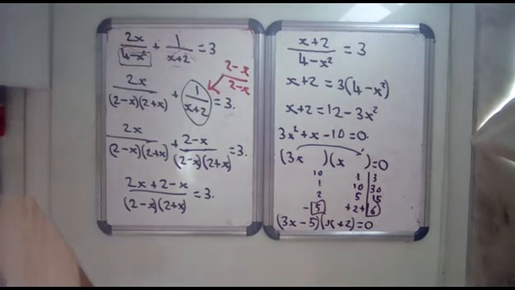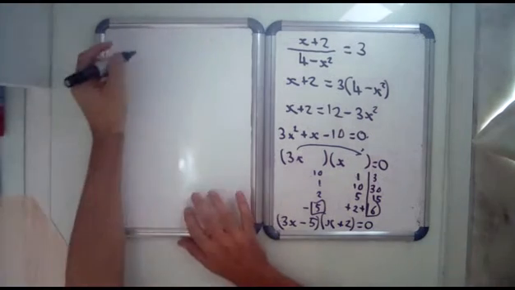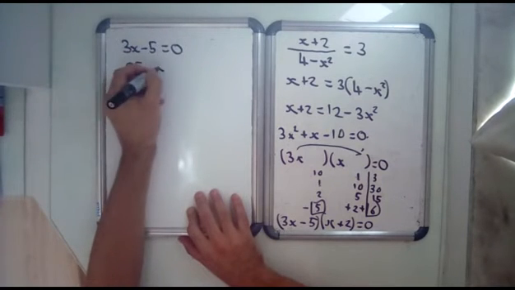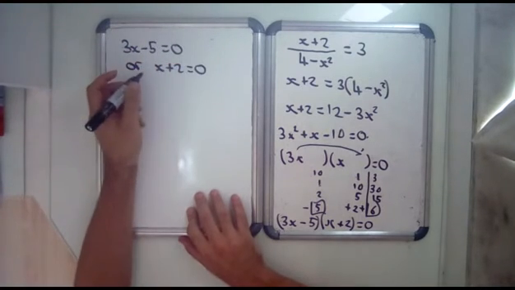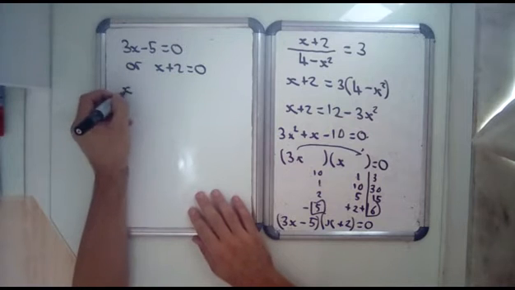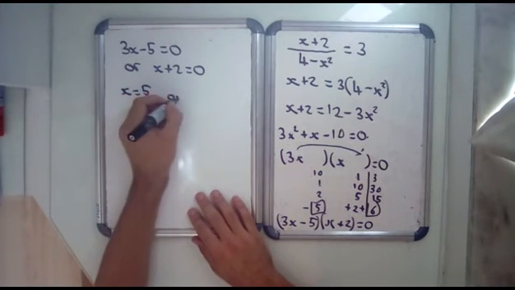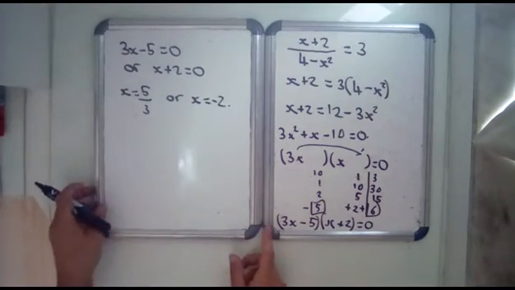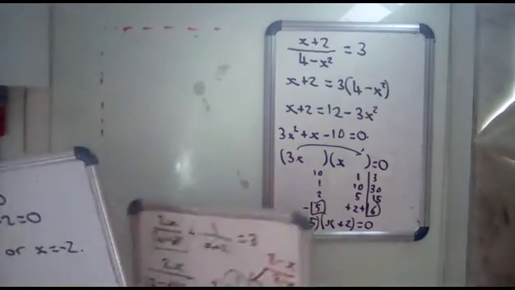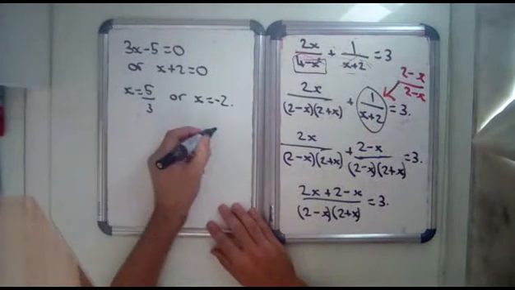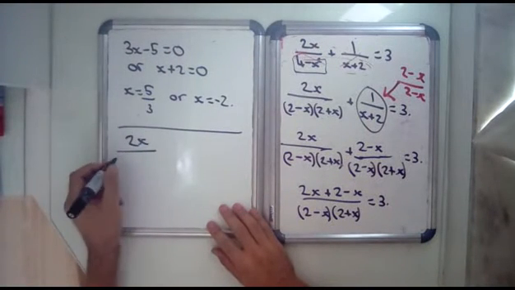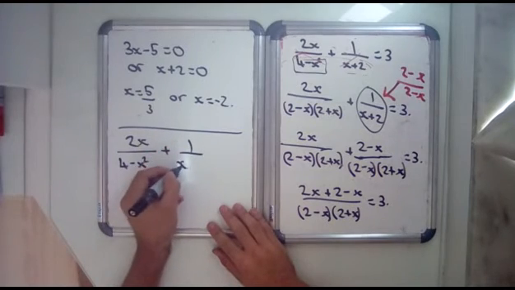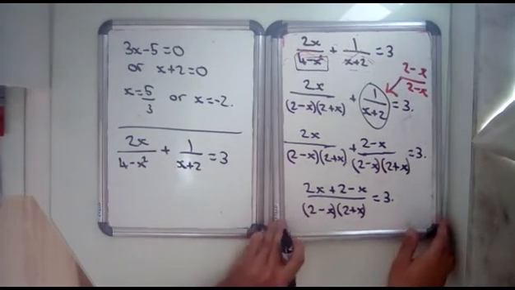So if I get a new board, you're going to have 3x minus 5 equals 0, or x plus 2 equals 0. So x equals 5 over 3, or x equals minus 2. Right, but if you go back to the original equation, which I think I have somewhere over here, the original equation, we had 2x over 4 minus x squared plus 1 over x plus 2 equals 3.